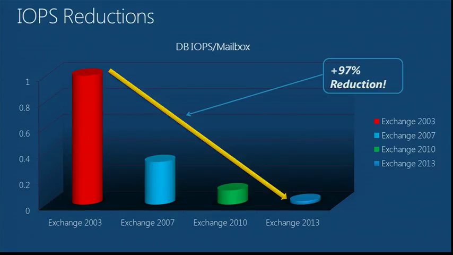The 48% would be your cached mode clients. The 76% IOPS reduction is your online clients. Okay, so that is a significant reduction in IOPS. 97% or greater over Exchange 2003. If you extrapolate, the next version of Exchange will give you zero IOPS.